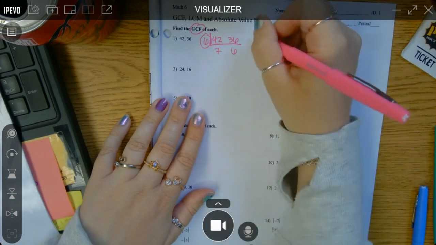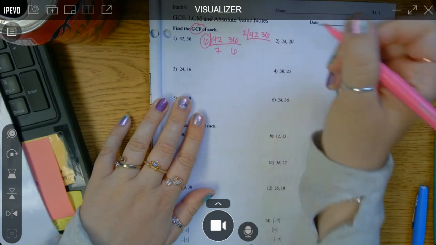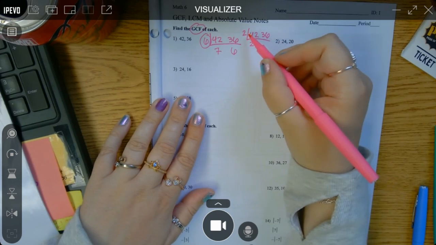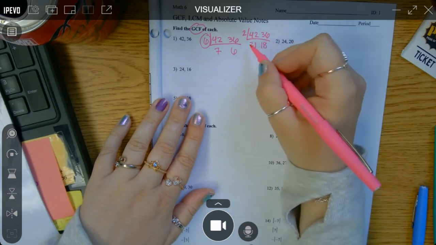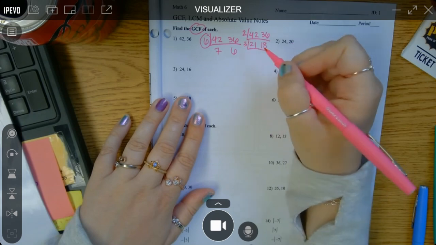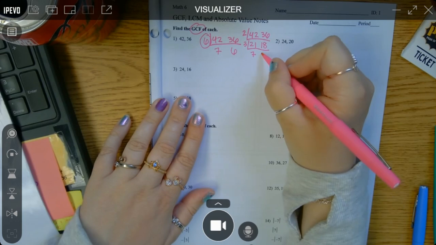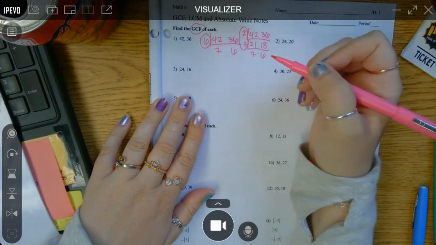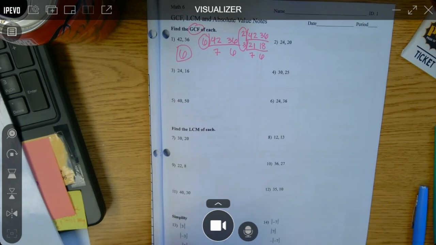Now, if for some reason you didn't see that right off the bat and you're like, oh, they're both even, so 2 can go in. Well, how many times does 2 go into 42? 21. How many times does 2 go into 36? 18. And then you would look at this and you would see, oh, 3 can go into both of those, because 3 times what is 21? 7. And 3 times what is 18? 6. Can anything go into those? Nope. So then along the outside right here, 2 times 3 still equals that 6. So no matter what, you got a GCF of 6 for that first one.